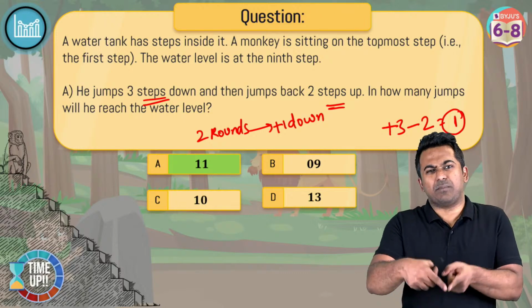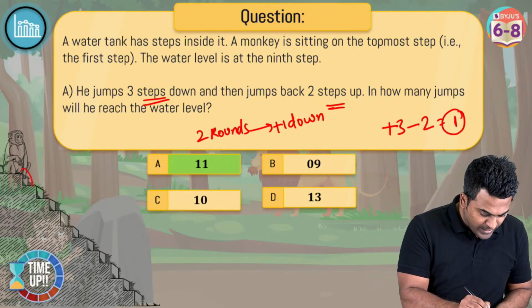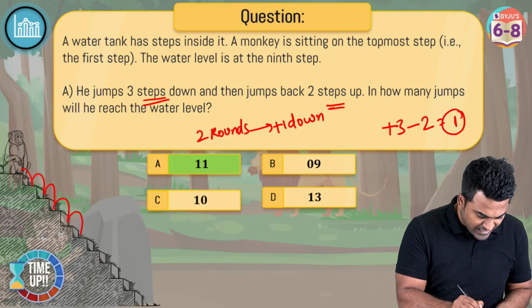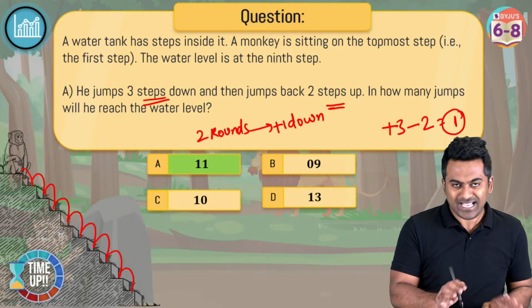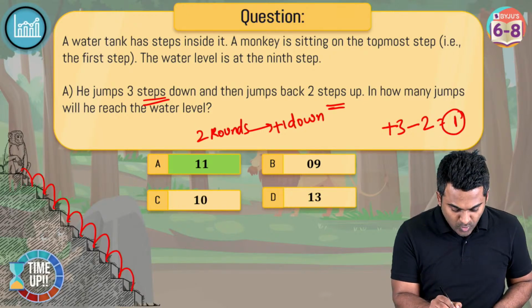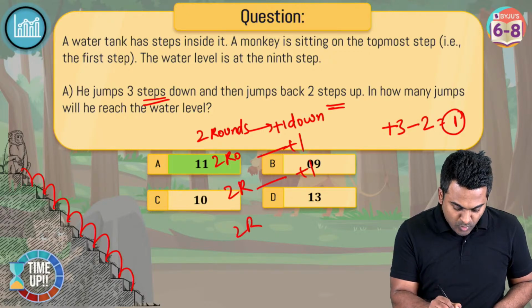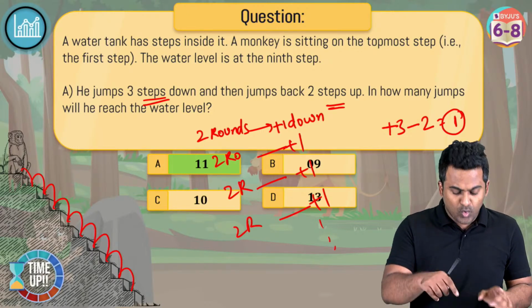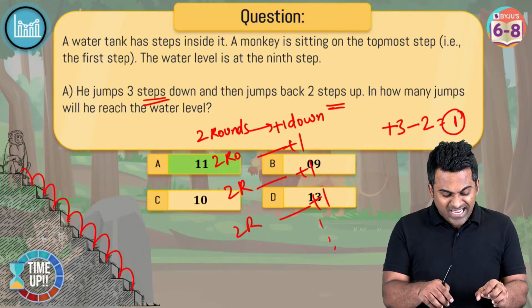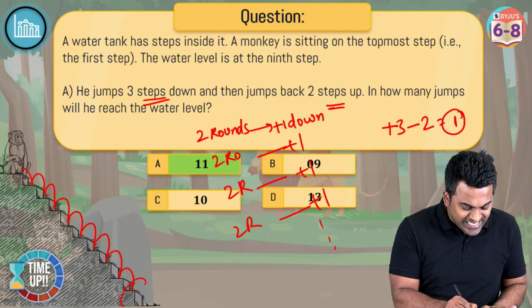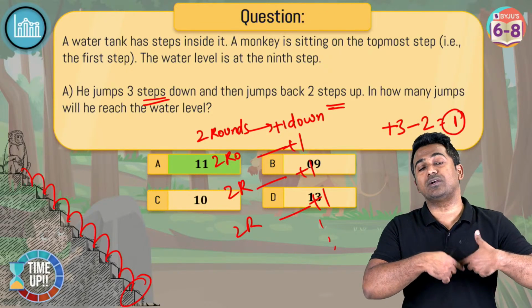Now, how much does the monkey have to go down? 1, 2, 3, 4, 5, 6, 7, 8, 9. He has to reach the 9th step, right? So again, 2 more rounds of 1 down, again 2 more rounds, 1 down, again 2 more rounds, 1 down. So if you follow this process, what will happen is the monkey has actually reached the step, but that is not included in the round.